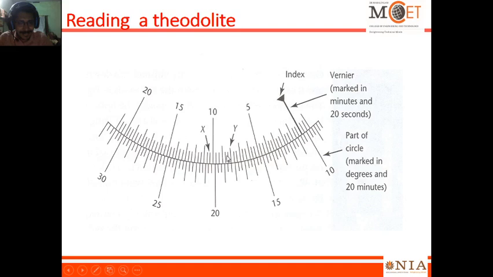If any seconds lines coincide, for example, if this one is exactly straight, then it is 20 seconds, right? 10 degree 28 minutes 20 seconds. This is how you have to read the reading in the theodolite, right? If you do not understand, please pause and rewind and listen back so that you can understand. This has to be used while using the instrument, right?